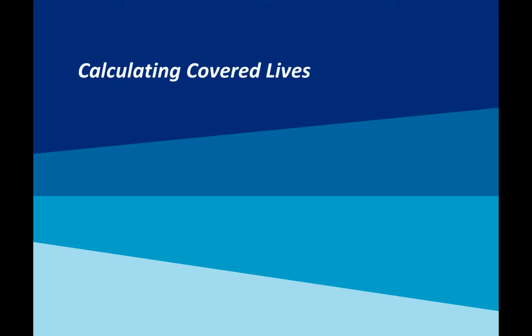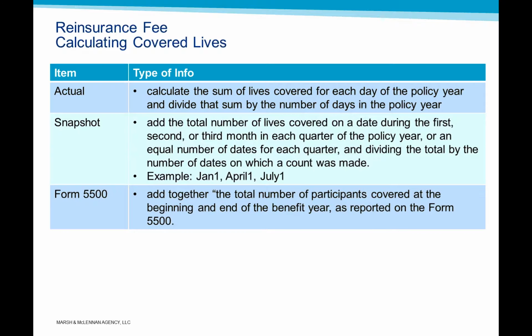And of course, I said we'd go over calculating covered lives. I won't get into too many details about this process, but I'll give a general overview. In general, as I mentioned, there are three different methods. There's the actual method, and that is where you just calculate the sum of lives covered for each day of the policy year, and then divide that sum by the number of days in the policy year. So you roughly take the sum of the lives and then divide by 365 days in the policy year.